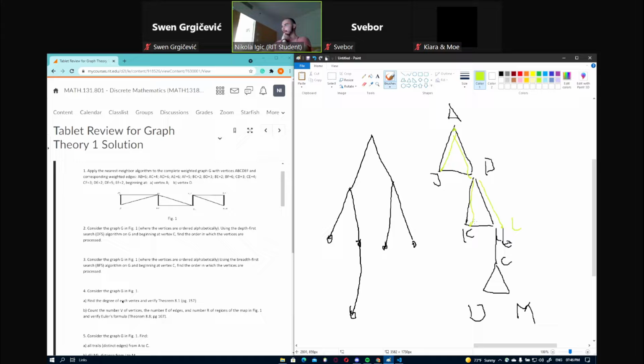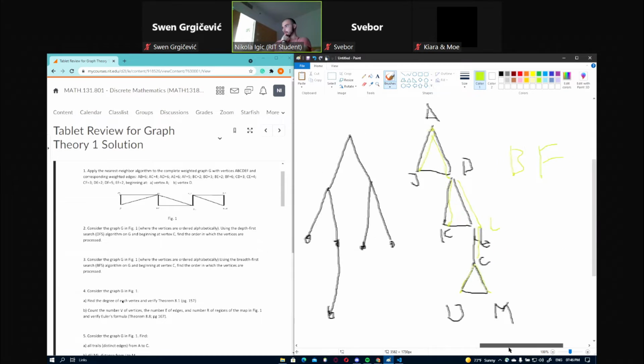Then from K I can search L, but why would I search L? Because I already searched L. So let's search from L. The only possible thing I can search from L is C. And then from C there is D and M. That is breadth first search.